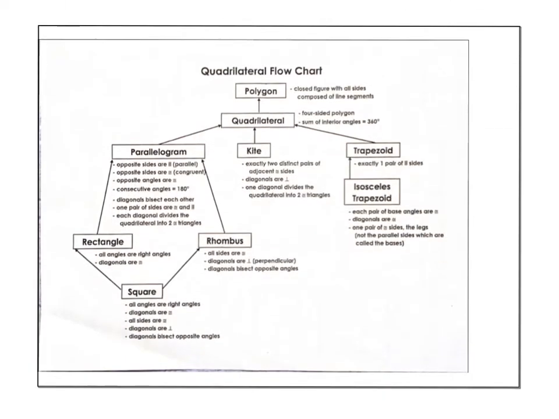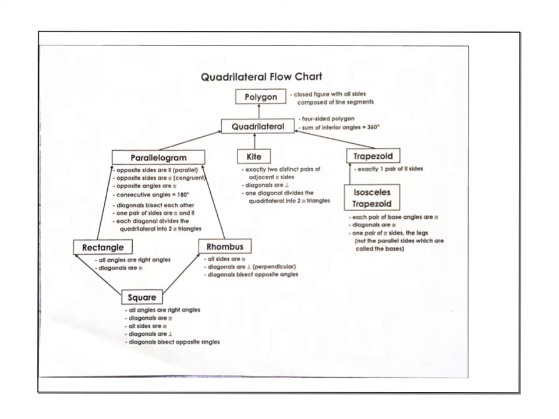All right, so let's look at our flow chart. So we're over here at a rectangle. Rectangle: all angles are right angles and the diagonals are congruent. A rectangle is a parallelogram, so it also has all the properties of a parallelogram. A rectangle is a quadrilateral, so it has the properties of a quadrilateral, and it's also a polygon, so it has all the properties of a polygon.